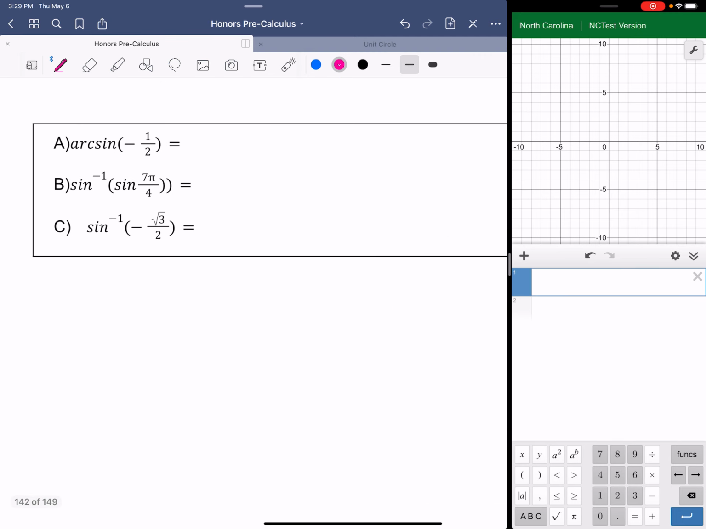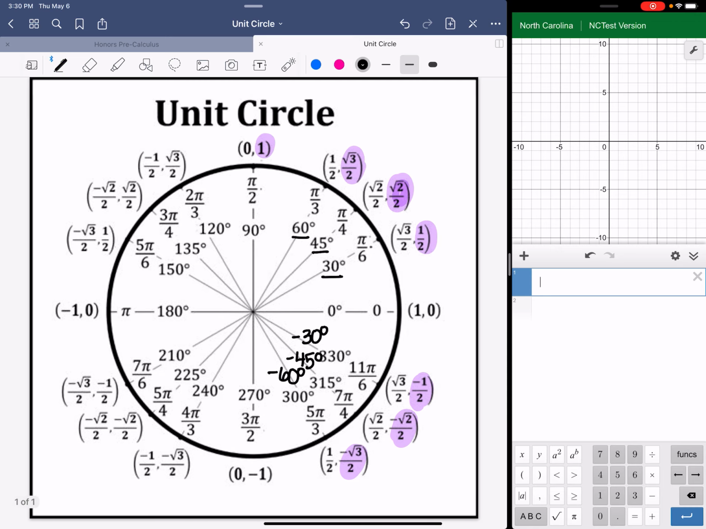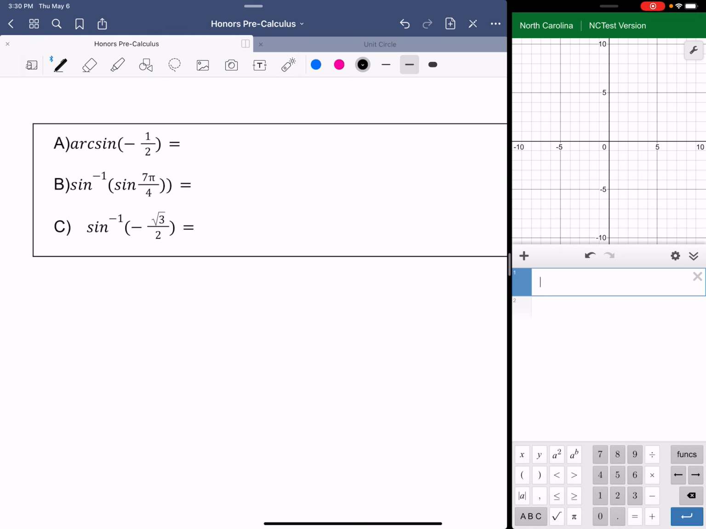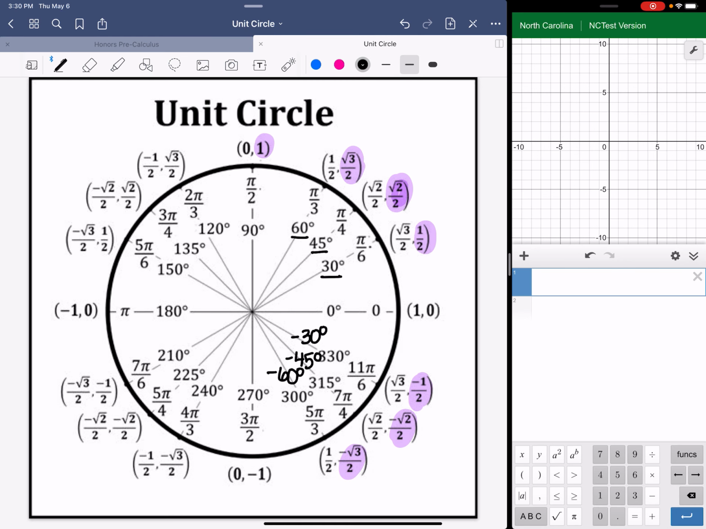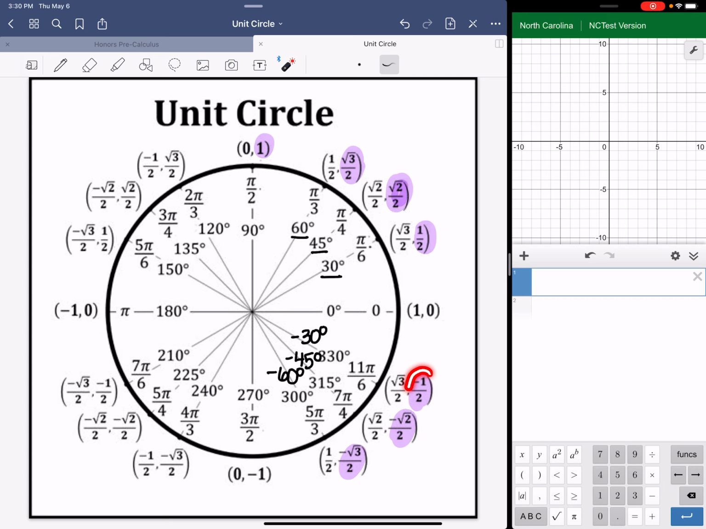All right, then we're going to do the next ones without a calculator. So we're really going to have to think about using our unit circle here. In this particular problem, we're talking about sine, and since we're talking about sine, we're going to be looking at the inverse. So we're looking at where my sine value equals -1/2.